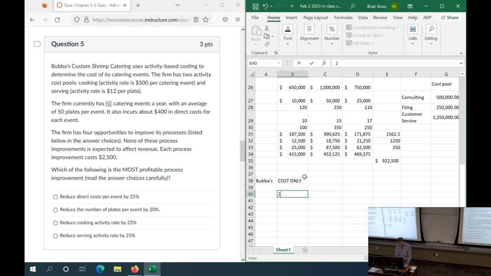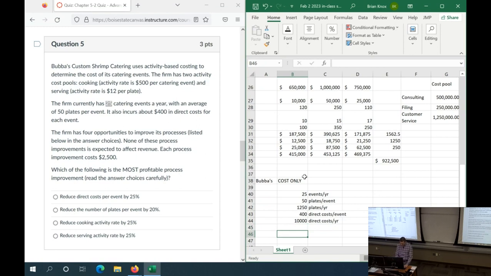So we have 25 events per year. We have 50 plates per event, which means we have 1,250 plates per year. We also have $400. That's direct costs per event. So we can also do a multiplication right there. 25 events times $400. We have $10,000 of direct costs per year.